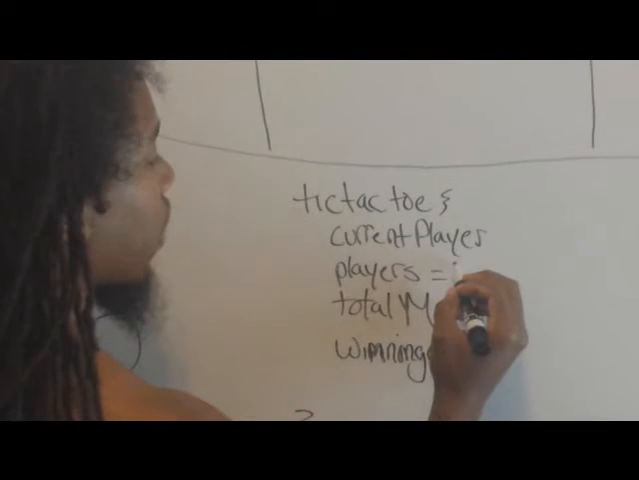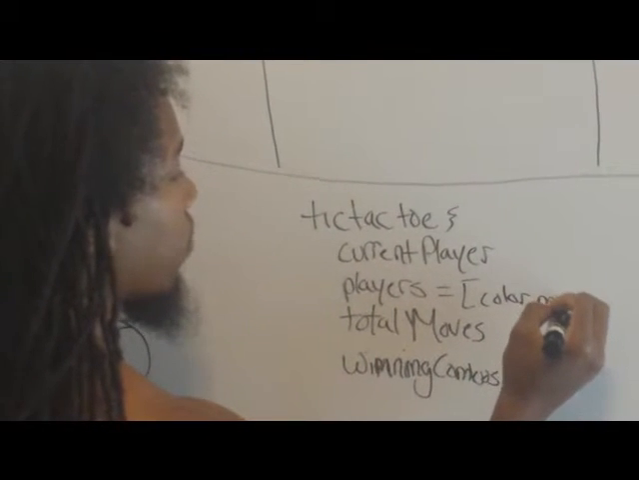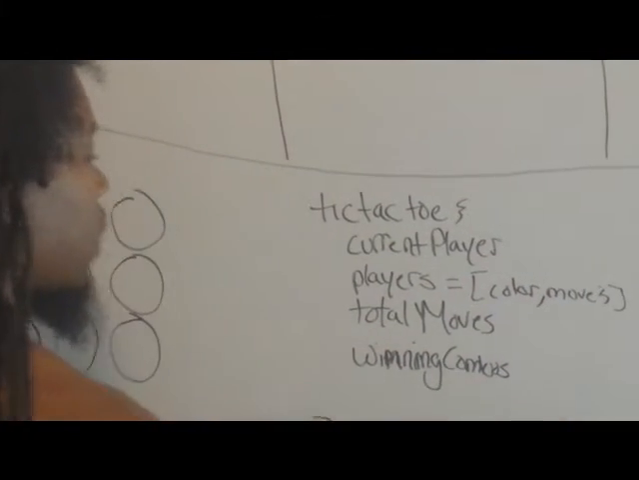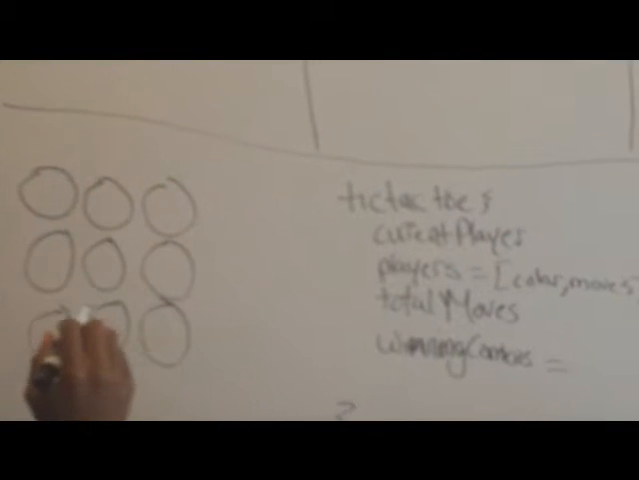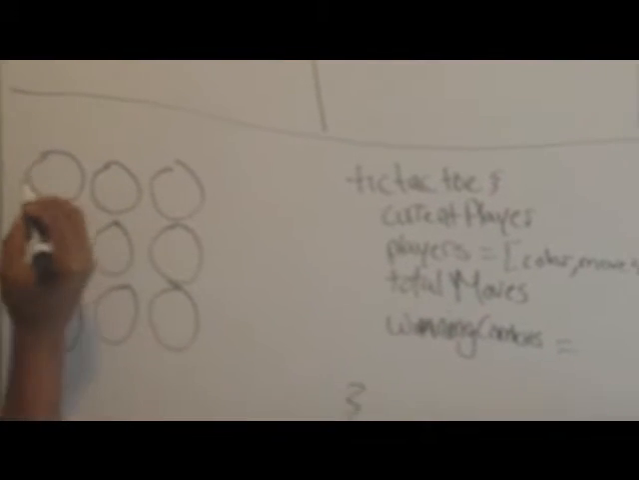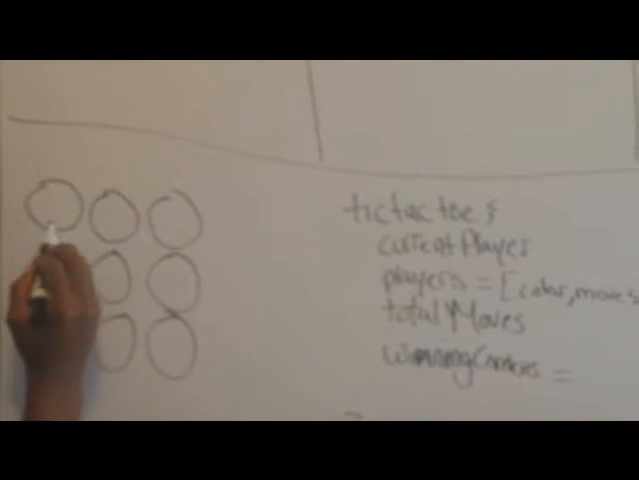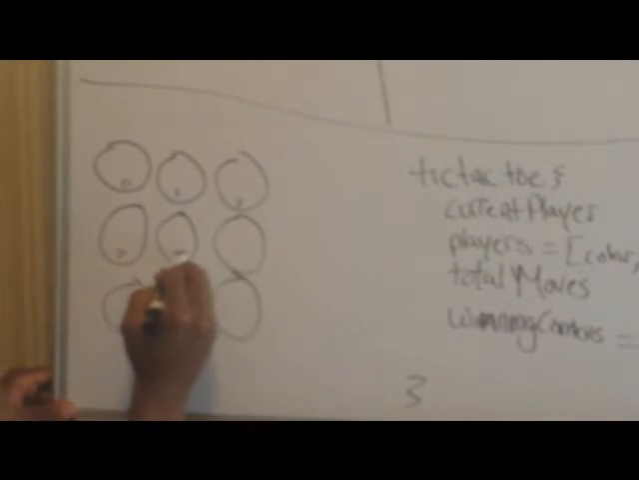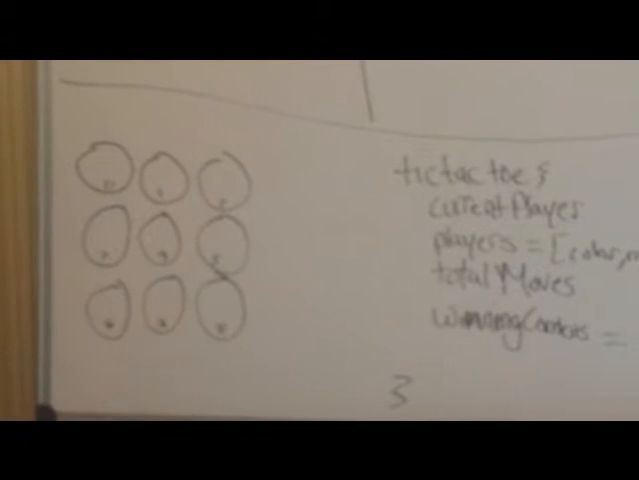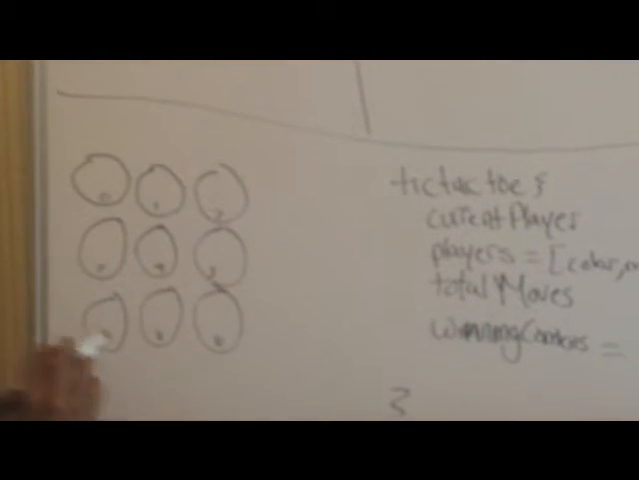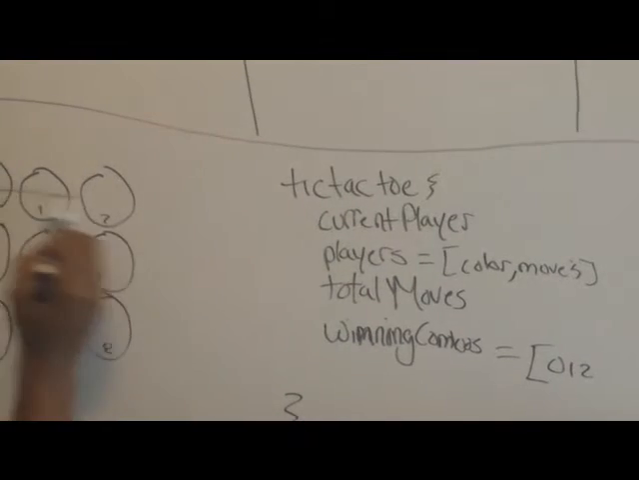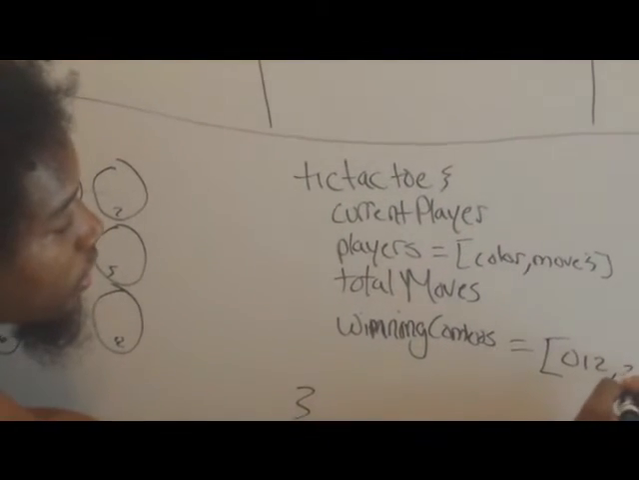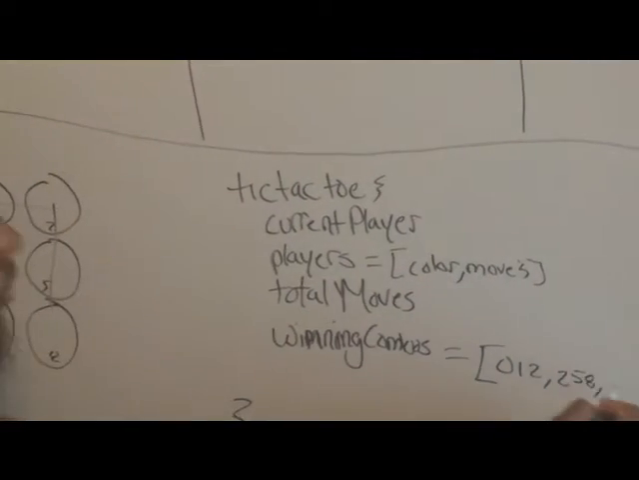So our players variable has the color and the moves for that player. And our winning combos variable is basically going to store the number of combinations that it takes to actually win. So we're going to name each of these pieces on the board. So this will be 0, 1, 2, 3, 4, 5, 6, 7, 8. In software engineering, we always start counting with 0 instead of 1. And so this winning combinations variable will hold 0, 1, 2, because that's a win. It'll hold 2, 5, 8, because that's a win, etc. So it'll hold all 8 of our winning combinations.